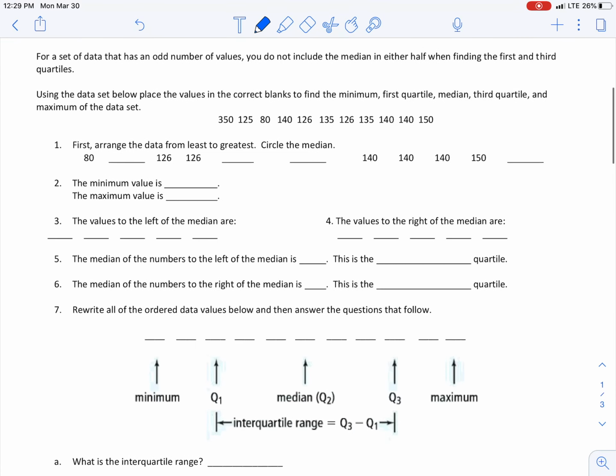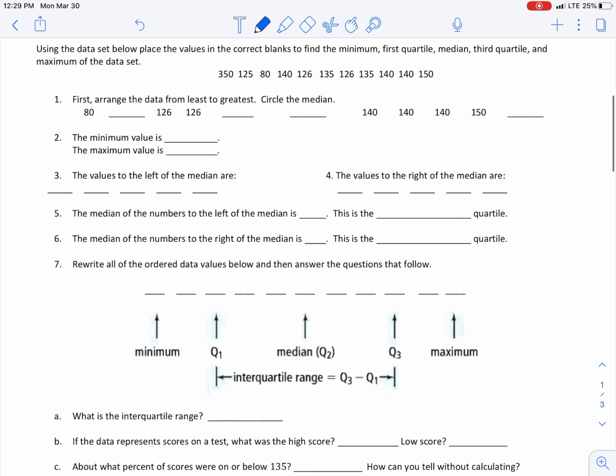Okay, so we're going to go ahead and do a little example here. And it says, use the data set and place the values in the correct blanks to find the minimum, first quartile, median, third quartile, and maximum of the data set. So our first step is always to arrange the data from least to greatest. We've been doing this. It's going to make more sense, like I said, once we actually start doing some more examples.